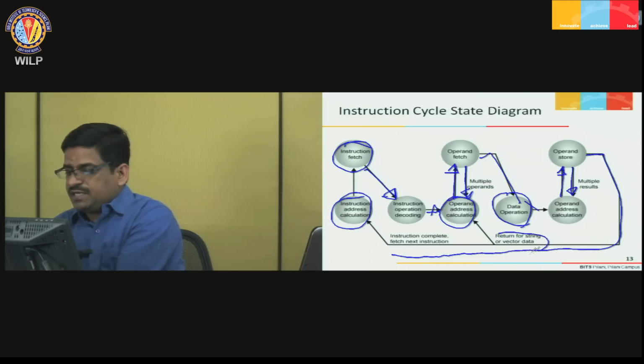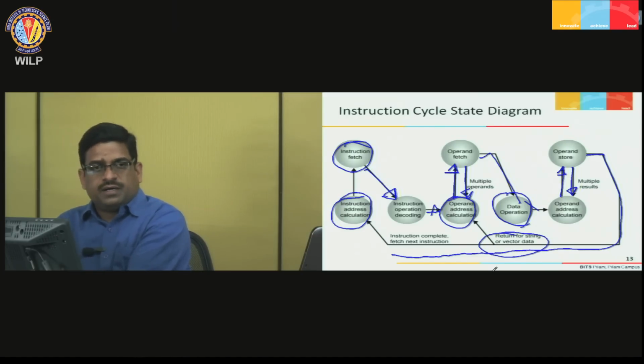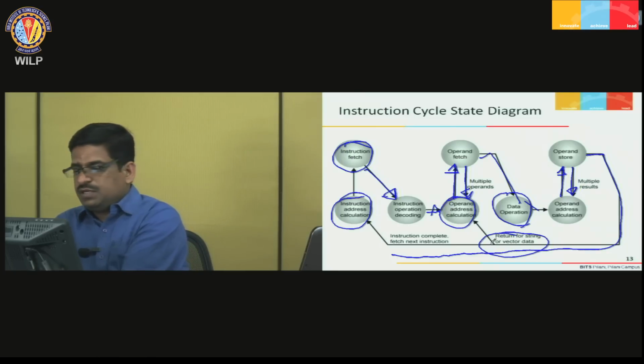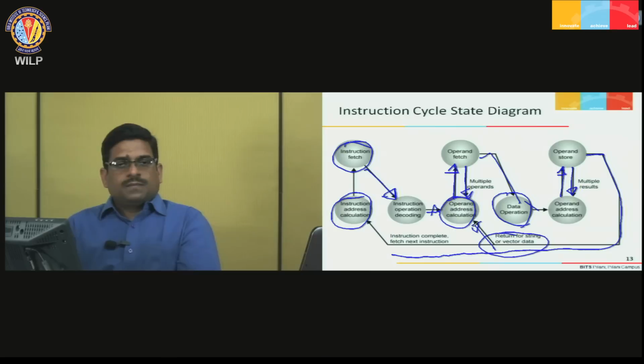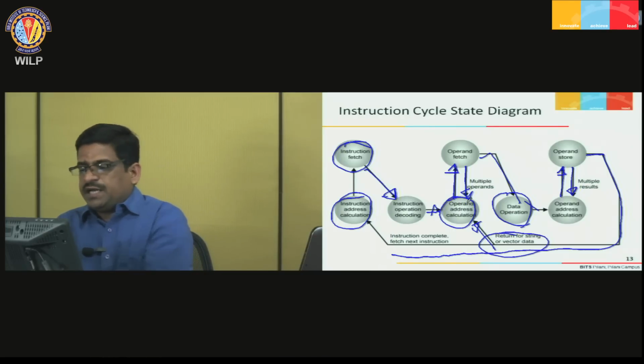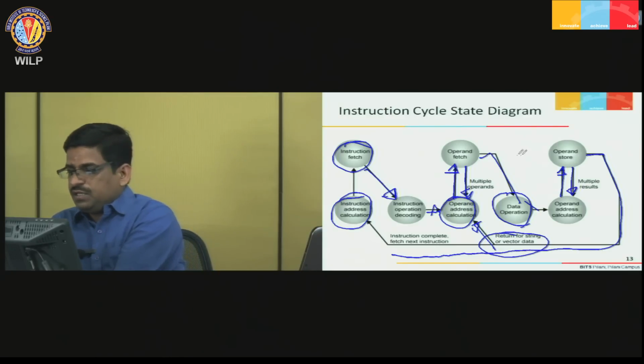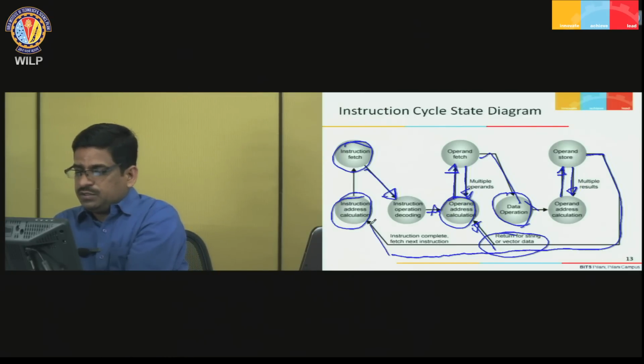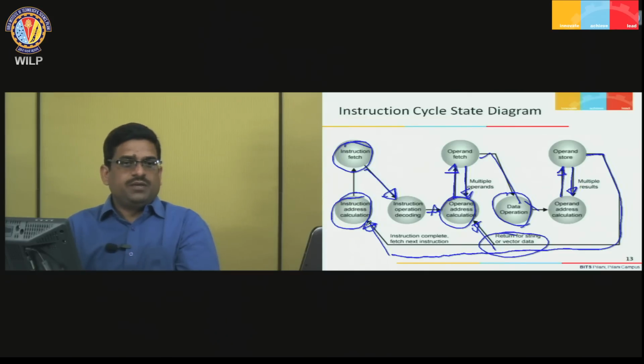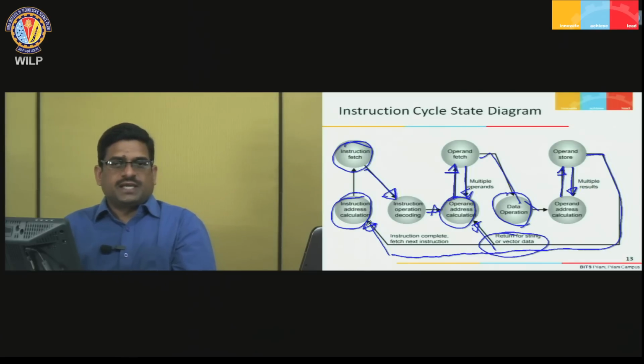As I said, for an operation on a string, vector data, or an array or list, it will come again here, calculate the operand address again, fetch the operand, do the operation, and store, until the complete list is over. For a single operand instruction, it will store the operand and then go for the next instruction, look at the PC value and accordingly fetch the next instruction. So this is your instruction cycle diagram.